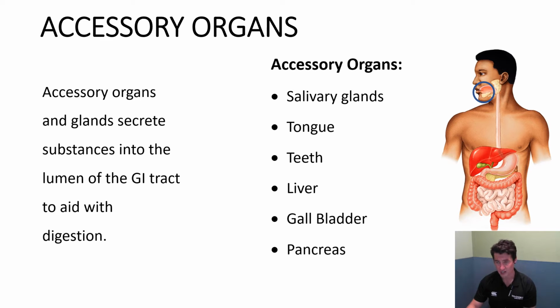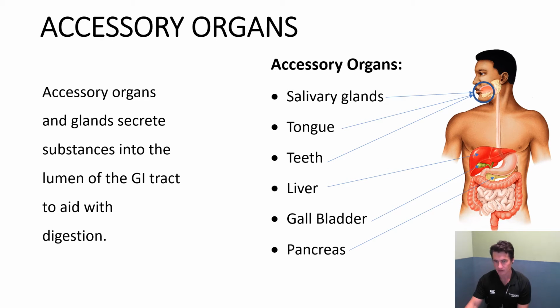So we've got salivary glands, which start in the mouth, your tongue, your teeth, your liver, your gallbladder, and your pancreas. So in the oral canal, we have our salivary glands, tongue, and teeth. Liver is a super big organ. It has multiple functions. We'll look at specific digestion functions today. Gallbladder and the pancreas. Remembering that these are all accessory organs to the ones we looked at on the previous slide.